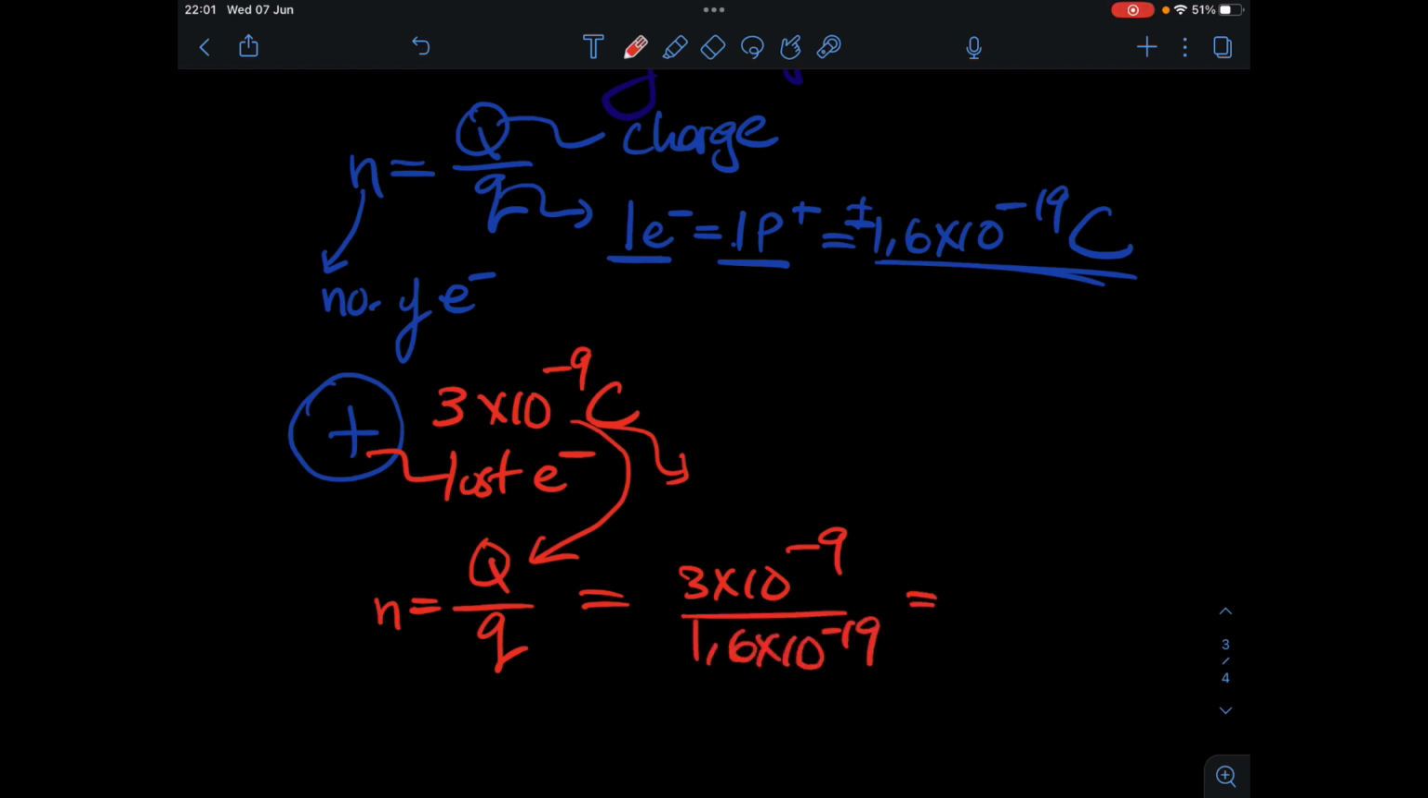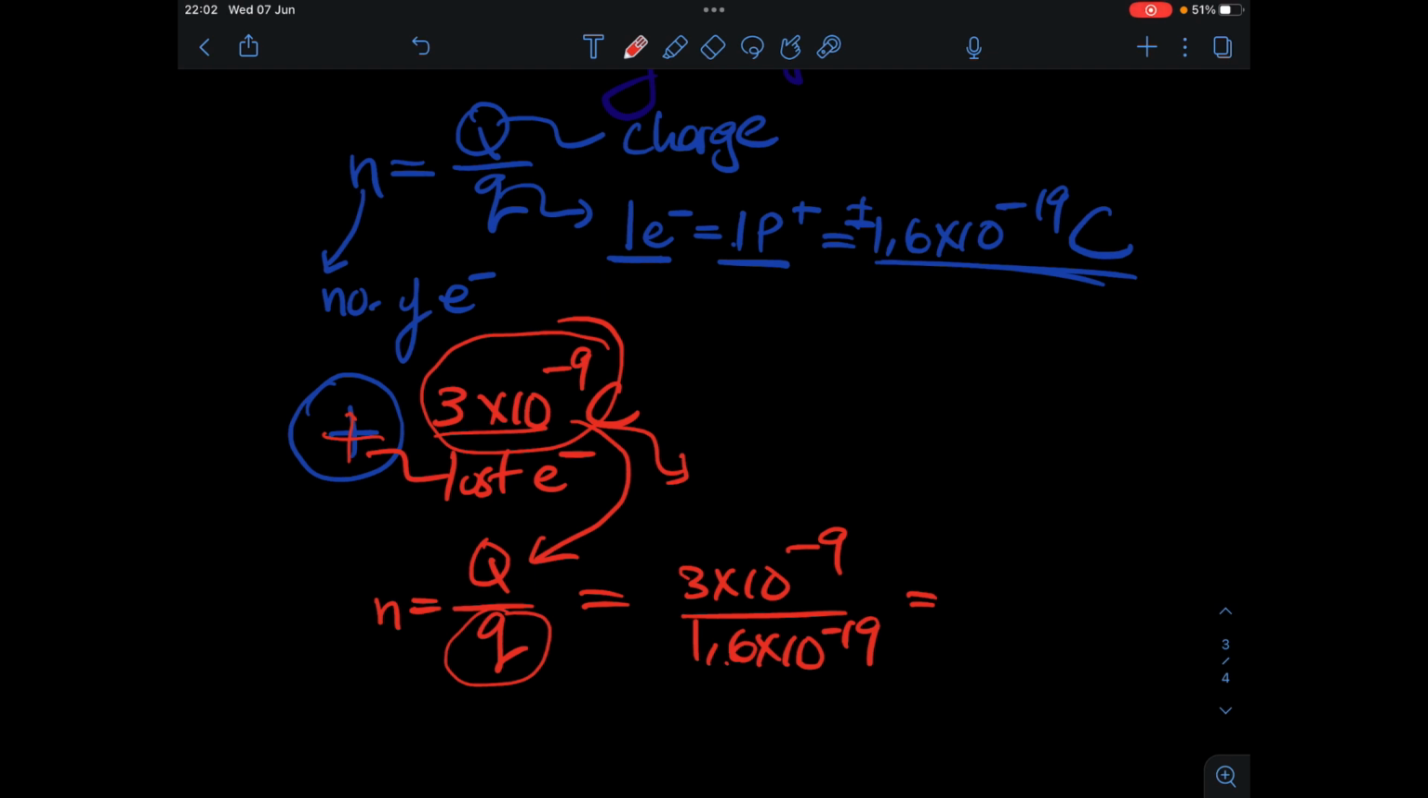Now, what are you doing here? You are quantizing this charge into electrons. You want to see how many electrons it has lost. So since it's positive, you divide the charge by the elementary charge, which is 1.6 times 10 to the power negative 19. So let me put that in the calculator: 3 times 10 to the power negative 9 divided by 1.6 times 10 to the power negative 19.